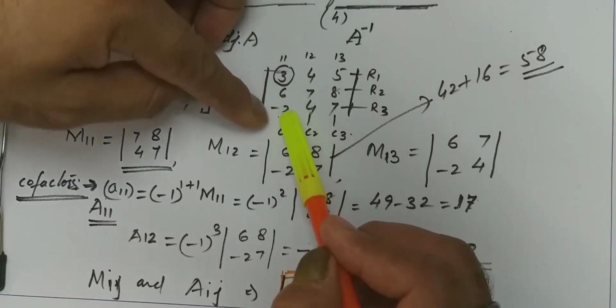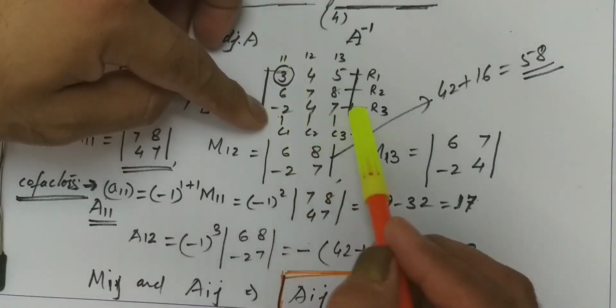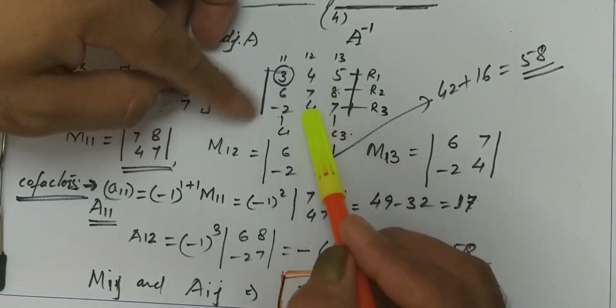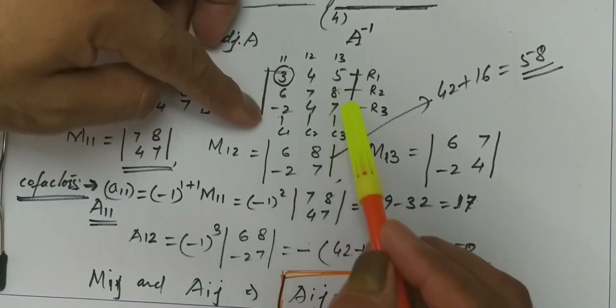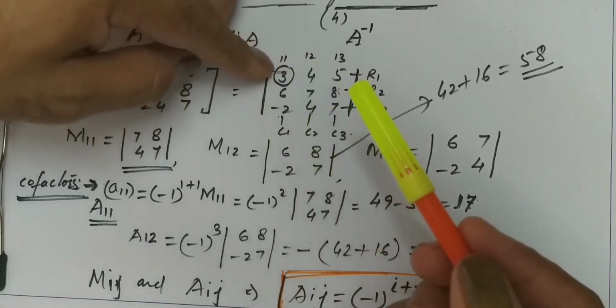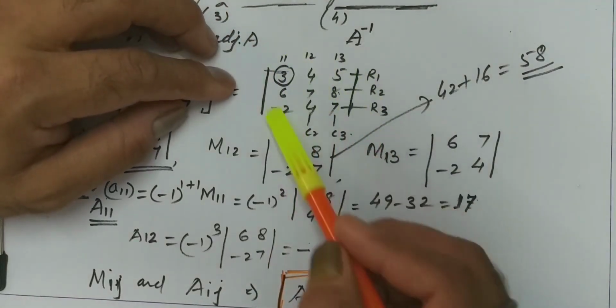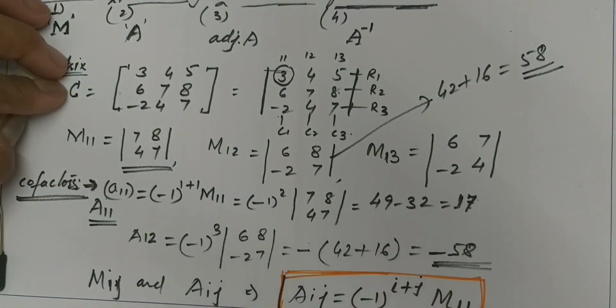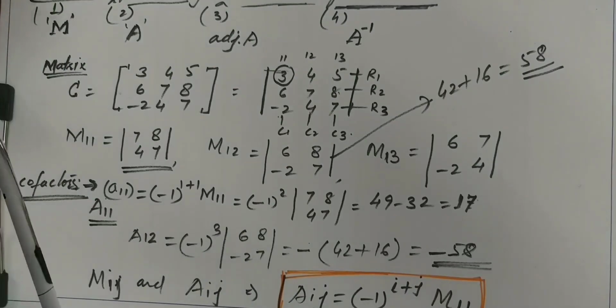Last, minus 2, for minus 2 leaving this way 4 5 7 8. For 4 this way 3 5 and 6 8. For 7 leaving this way 3 4 and 6 7. So in all the cases, for all the 9 elements, we can find minors as well as cofactors. I hope it is clear.